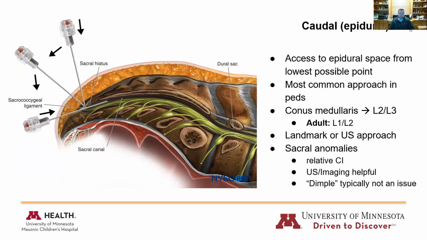It's a very simple technique that can be used with landmarks, or under ultrasound approach. Sacral anomalies are a relative contraindication, so having images to make sure that there's no tethered spinal cord is recommended before doing that if there is a suspicion of any sacral anomalies. As mentioned before, it matters more where you thread the catheter. From there, under ultrasound or fluoro guidance, you're able to thread catheters from the caudal location up to mid or high thoracic levels.